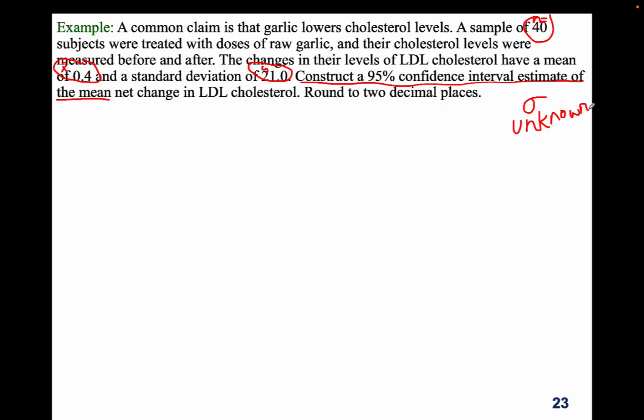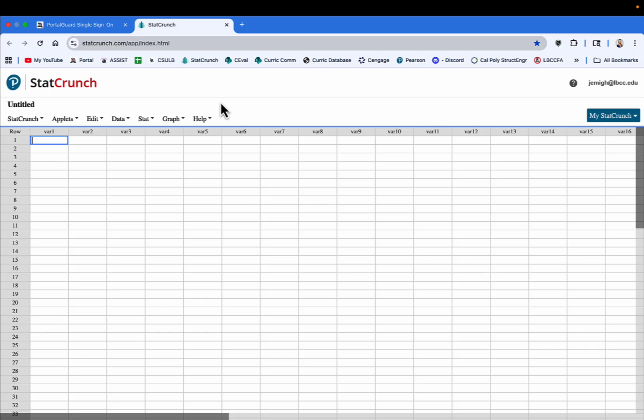Okay, so we're going to move forward with that information. Check out our sample size here. It's greater than 30. Let me note that. All right, let's see what this would look like in StatCrunch.